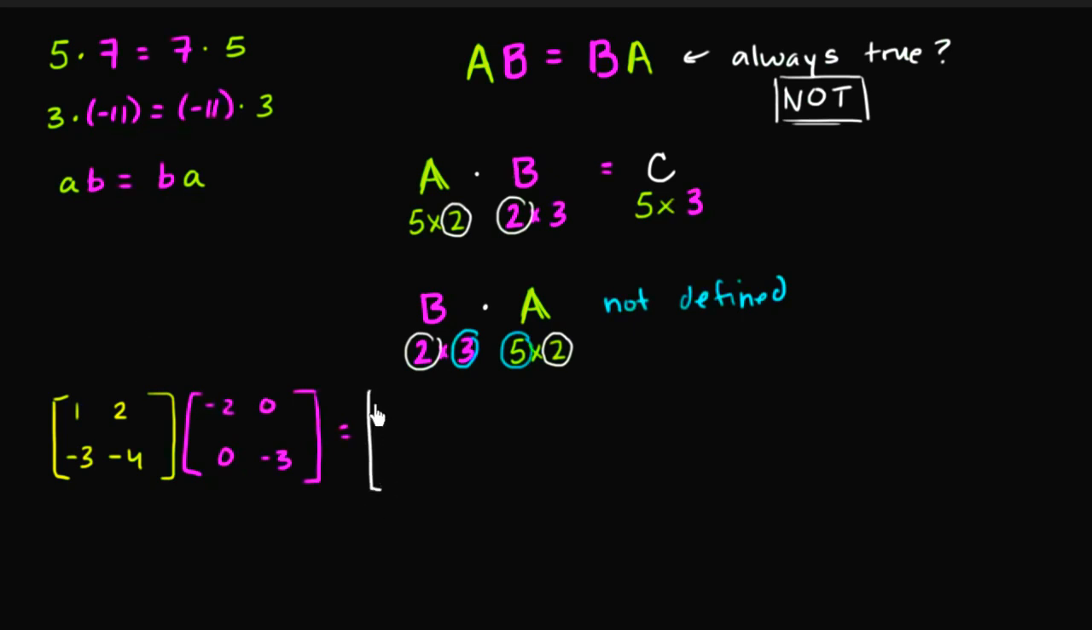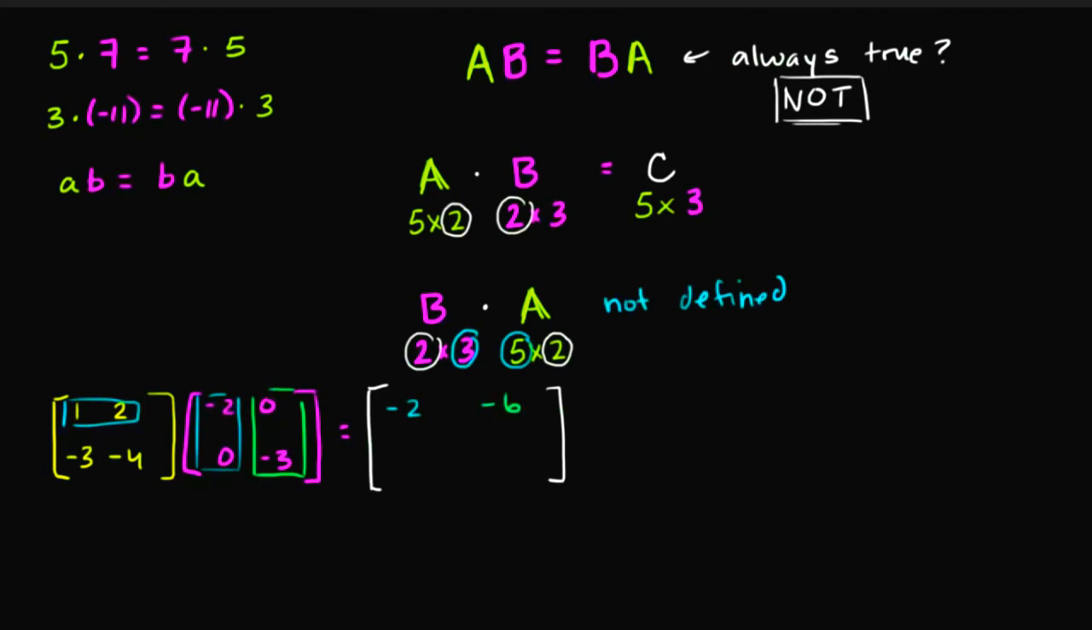Well, let's think it through, and we've done this many times now. So this first entry here, we're essentially going to look at this row and this column. So it's 1 times -2, which is -2, plus 2 times 0. So this is going to be -2. And now for this entry over here, we'll look at this row and this column. So 1 times 0, which is 0, plus 2 times -3, which is -6.